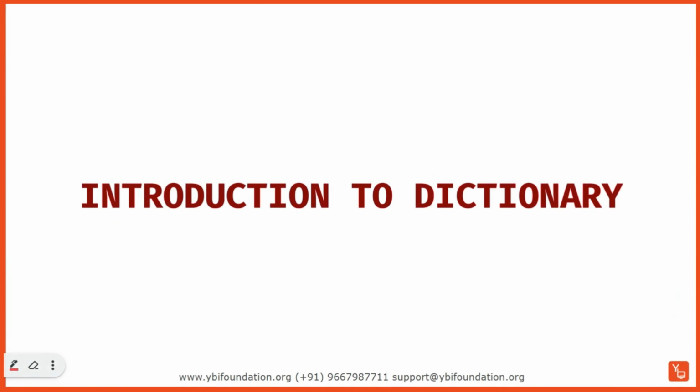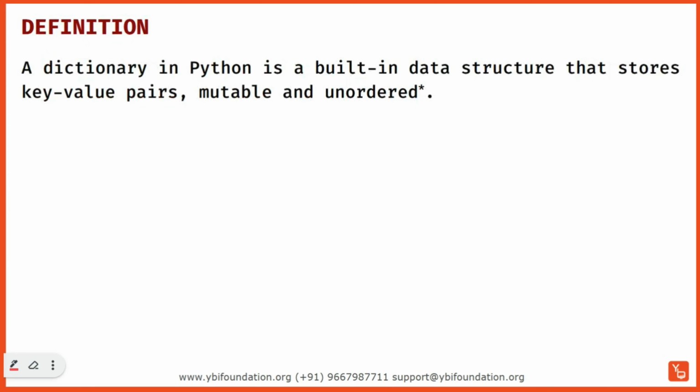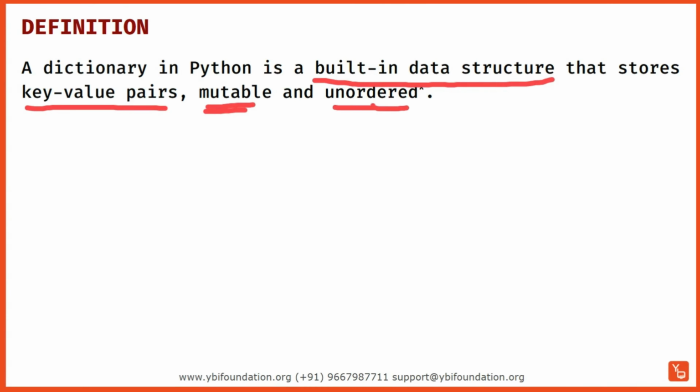Introduction to dictionary. Definition. A dictionary in Python is an inbuilt data structure that stores key value pairs. A dictionary is mutable, meaning it can be changed once created, and it is unordered. We'll talk about that. Before Python 3.7 it is unordered, and after it is ordered.